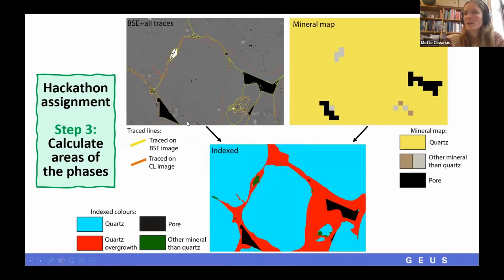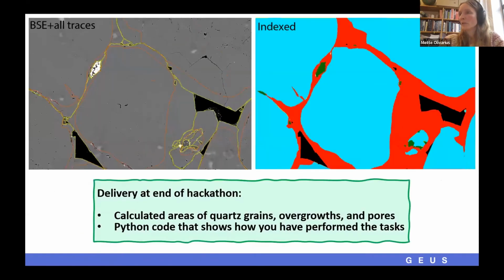And for step 3, you can then calculate the areas of the different phases by taking the traced image and checking that it's actually all quartz, all the minerals you're looking at. Then the ultimate goal would be to calculate the areas of overgrowth versus original quartz grain versus pores versus a bit of other phases. But Ninke will really explain more about this on Friday.